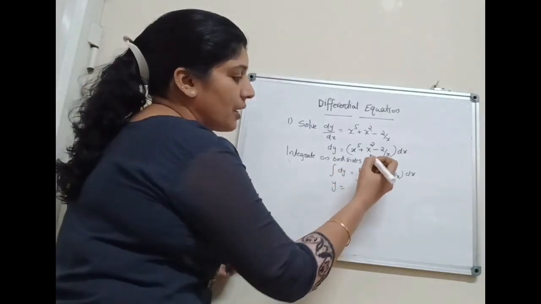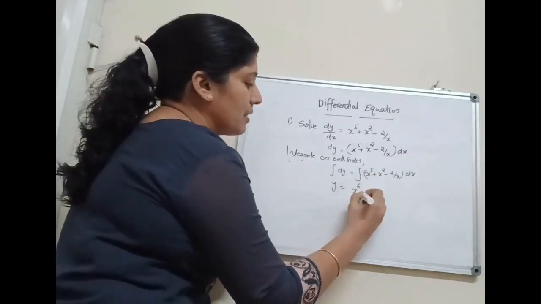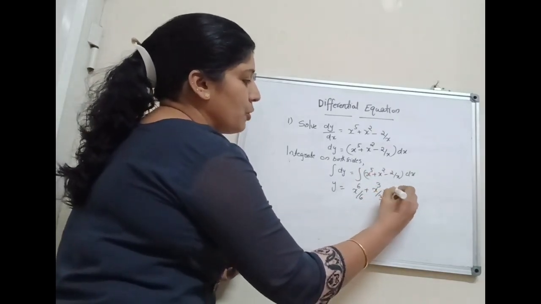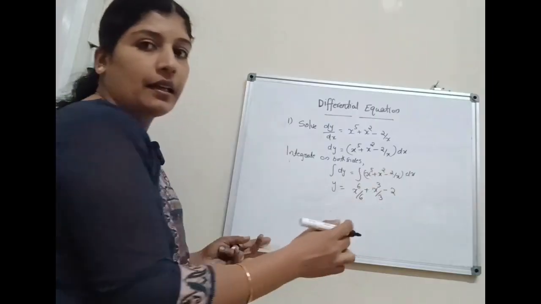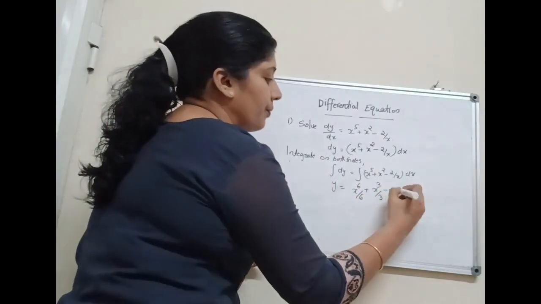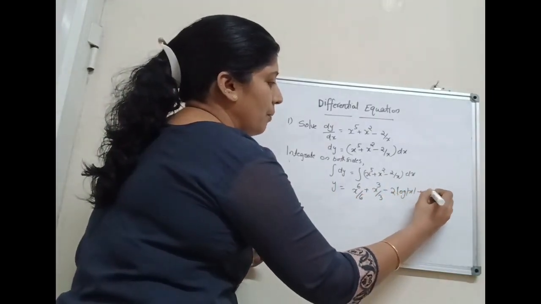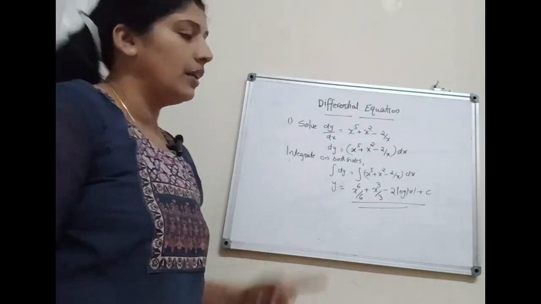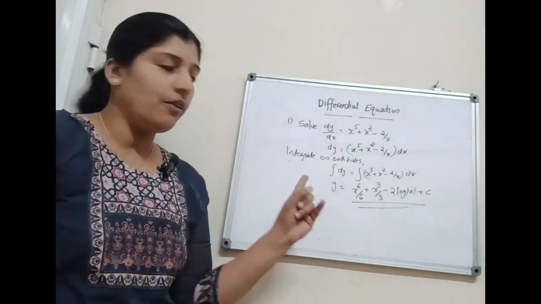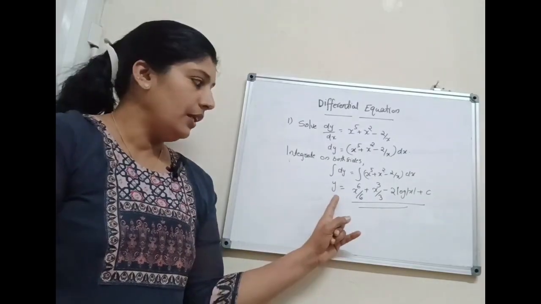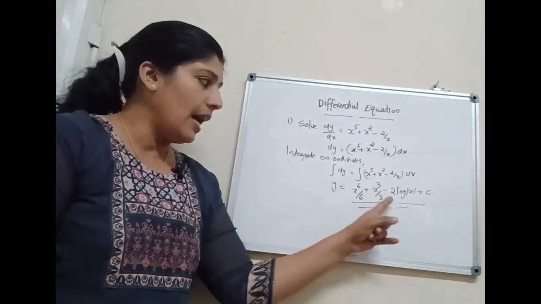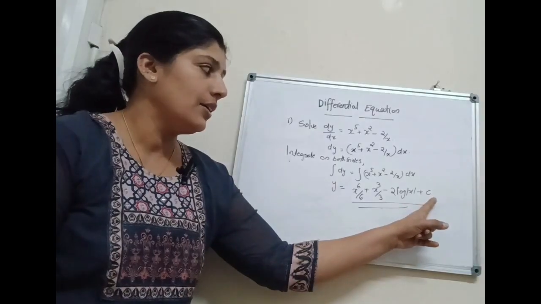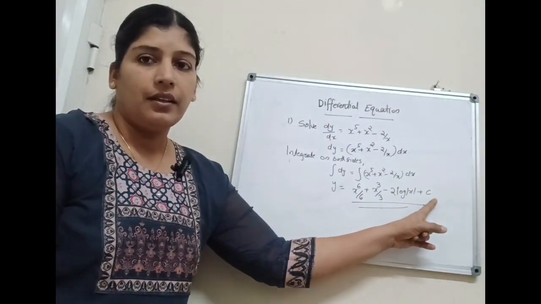That is, integral x raised to 5 is x raised to 6 by 6, plus integral x square, that is x cube by 3, minus 2 into integral 1 by x. Integral 1 by x is log mod x, plus c. This is the general solution of the differential equation by using the variable separable form. If we apply the values of x and y, we will get the value of the constant c.